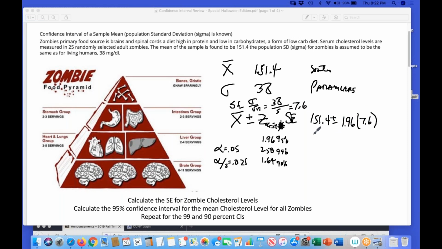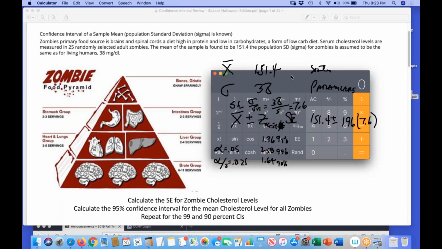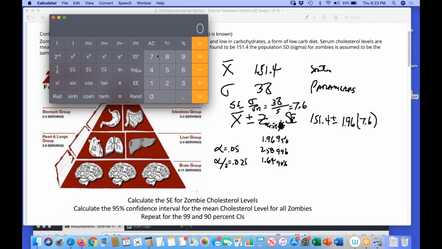Okay, so our 95% confidence interval is going to be equal to, and I get my calculator out. It's going to be 1.96 times 7.6. And I'm going to clear memory just to make sure nothing's in there, and add it to memory. So that now is my margin. That 14 was my margin of error. This is called my margin of error.